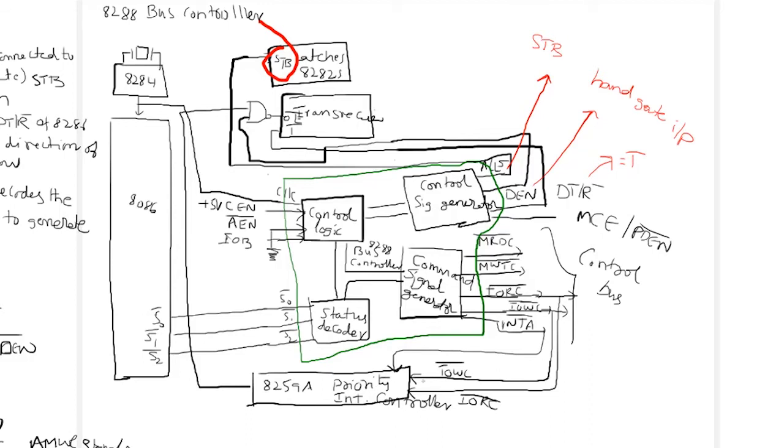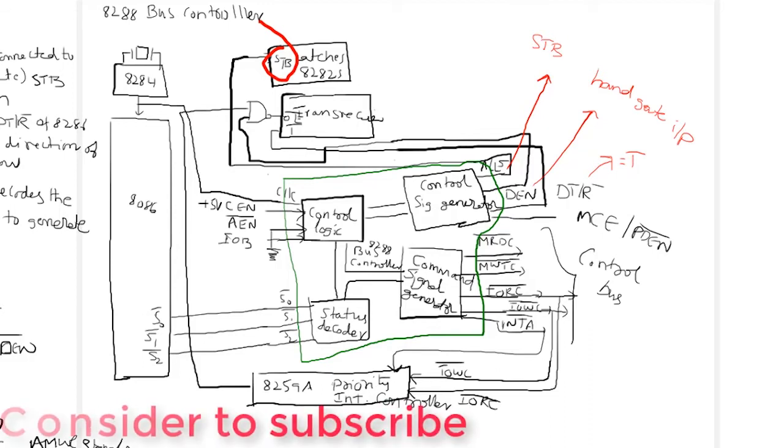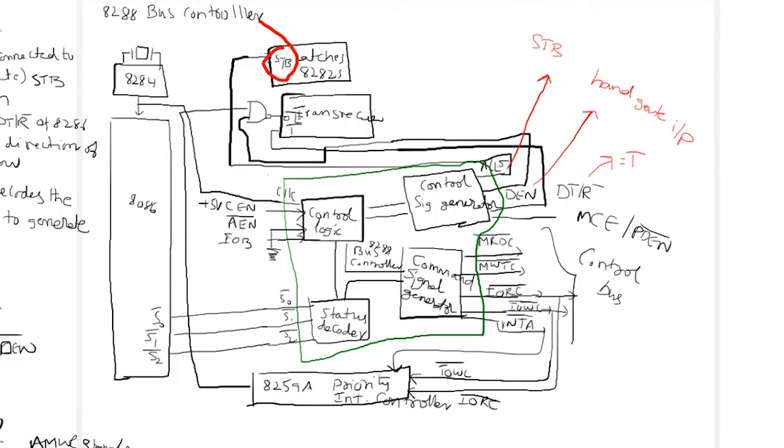And of course, IOWC bar and IORC bar are also connected to the 8259. One of the NAND gate inputs is controlled by the 8259. So this is the basic block diagram of the 8288 bus controller. Let us have a look at each one of the control signals now.